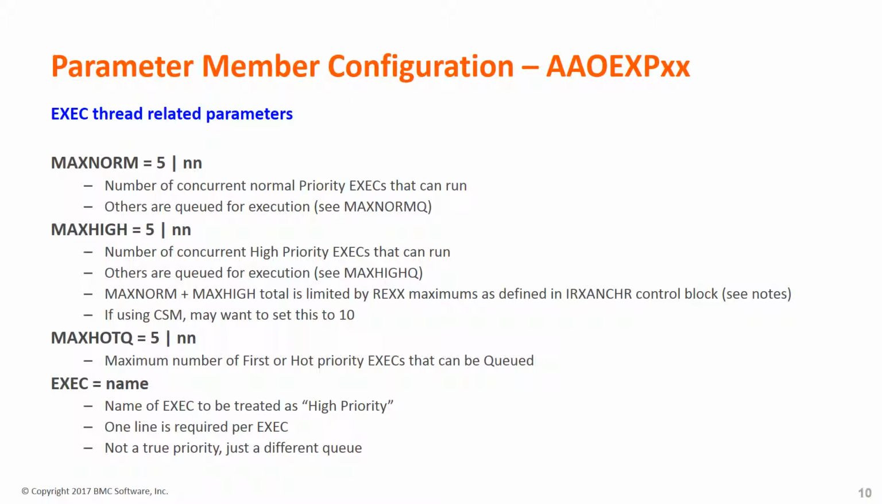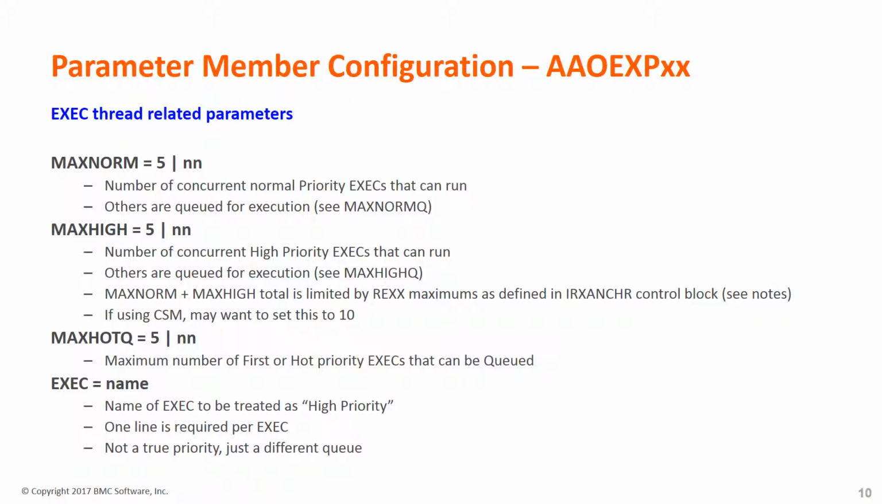UBB power member AAOEXPXX contains parameters related to exec thread processing. The first is max norm, and this indicates the number of concurrent normal priority execs that can be running under AutoOperator. Max high indicates the number of concurrent high priority execs that can be run. If you're using AutoOperator to manage your IPLs, you may want to set max high equal to 10 to allow for a high number of concurrent execs to run.